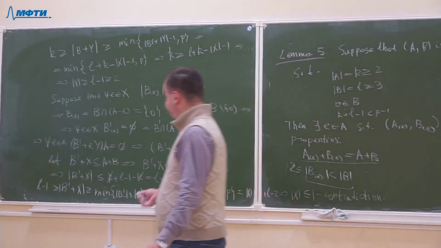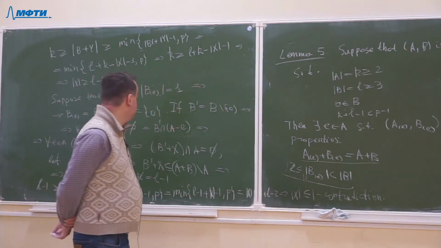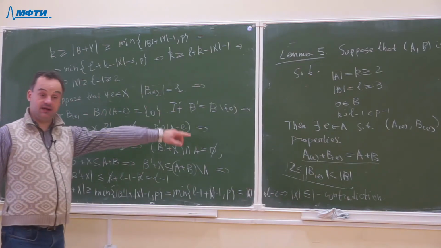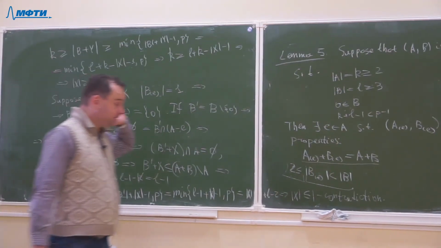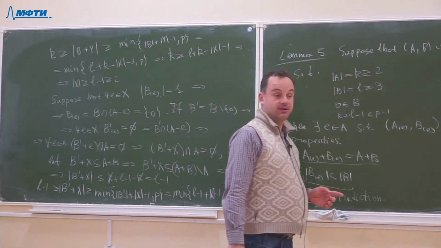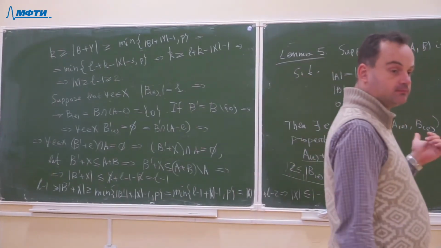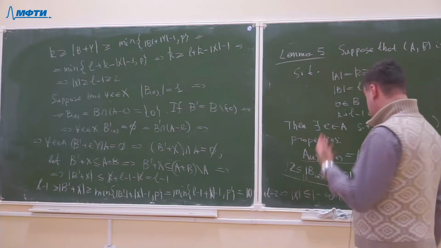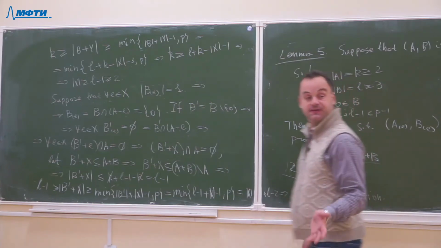Well, we showed this part, that we can find an element of X such that B has at least two elements. We excluded the case when for any E from X this B has one element. Okay, everything is good? Okay, well, we're ready to prove Vosper's theorem.